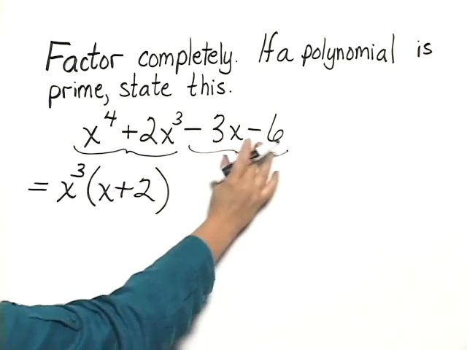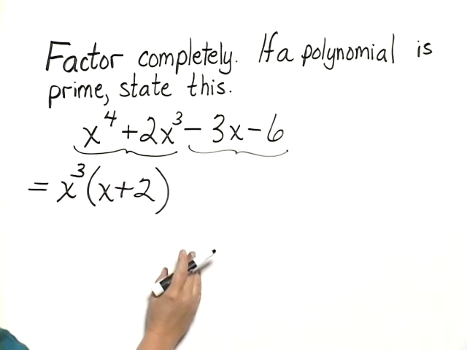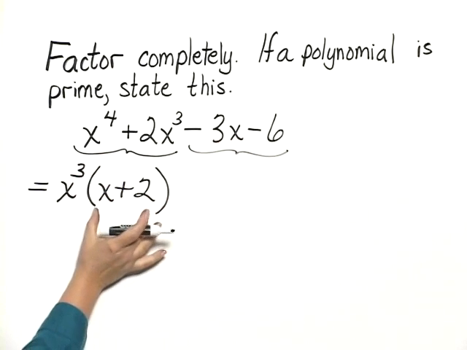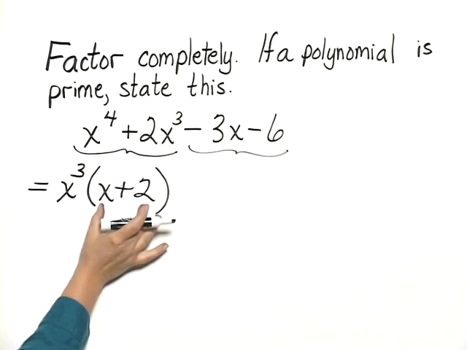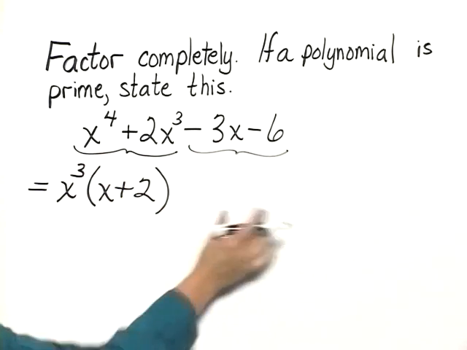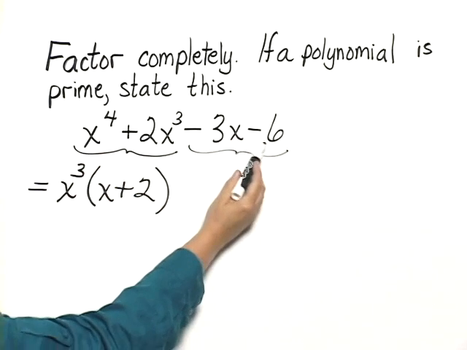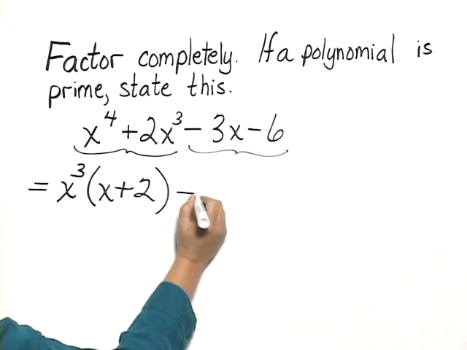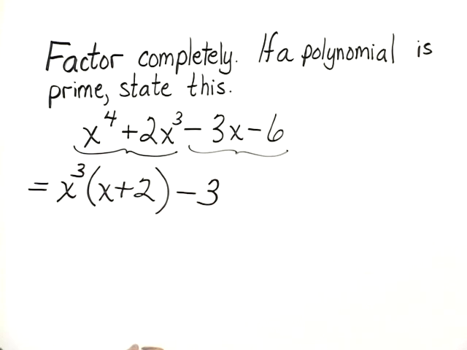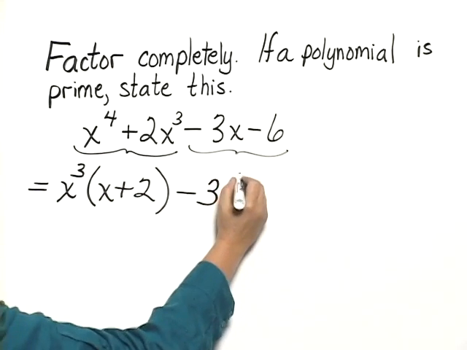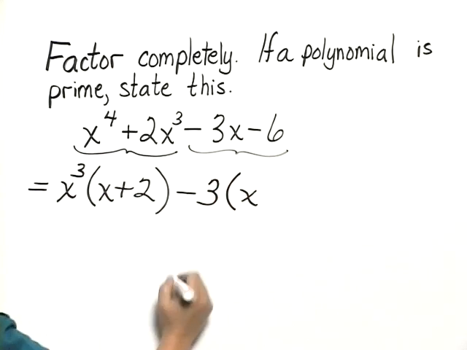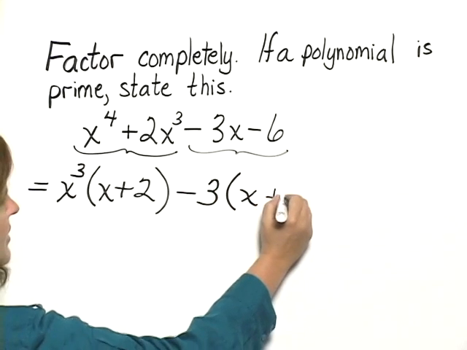Now over here we have a common factor of 3. You're going to notice though that we are going to have an x plus 2 as our common binomial factor in order to be able to factor that out. So instead of factoring out a positive 3, I'm going to factor out a negative 3. If I factor out a negative 3, then I do have inside my parentheses an x plus 2.